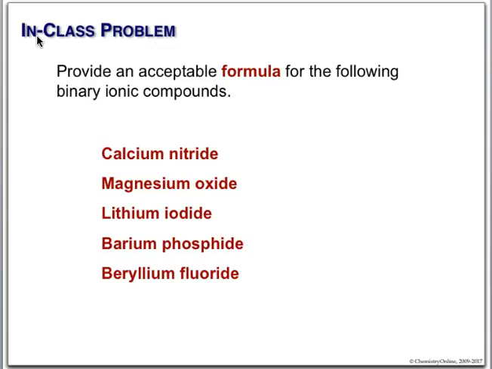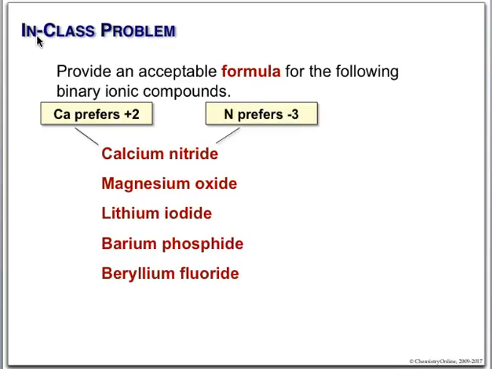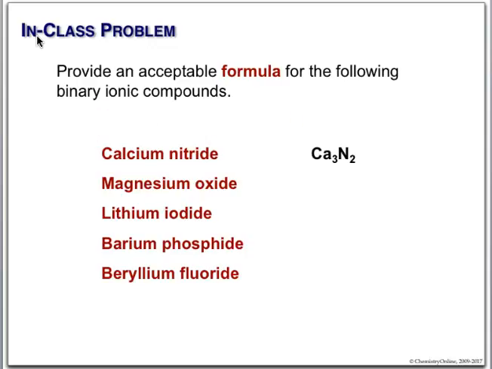Calcium is +2, nitrogen is -3. Going to simply cross our 2 down to our nitrogen, the 3 down to our calcium, and we get Ca3N2. Calcium is +2, so we have 6 positives. Nitrogen is -3, we have 6 negatives. Go ahead and do the rest of these, and then we'll check them.